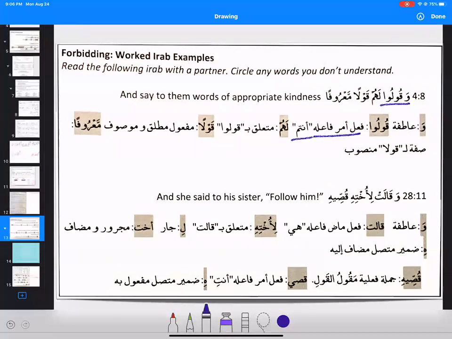And qawlan, and you see qaf waw lam, qaf waw lam, the same root letters. So that was fi'l. And now we have ism. So now what is this? Our maf'ul mutlaq. Qawlam ma'rufan is the mawsuf sifa. So this whole thing is our maf'ul mutlaq.